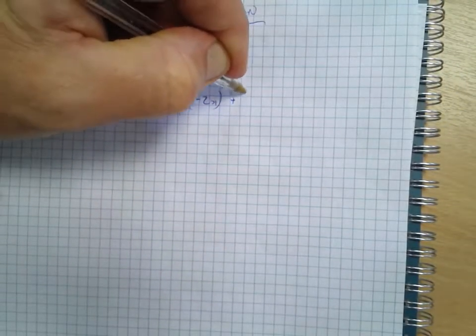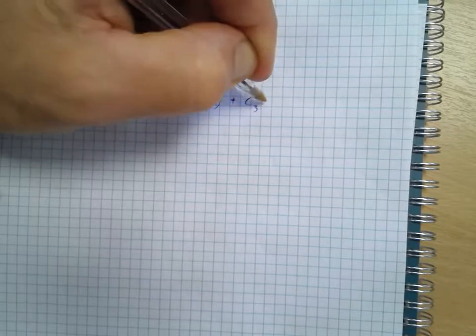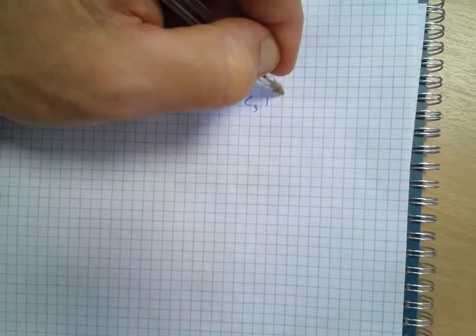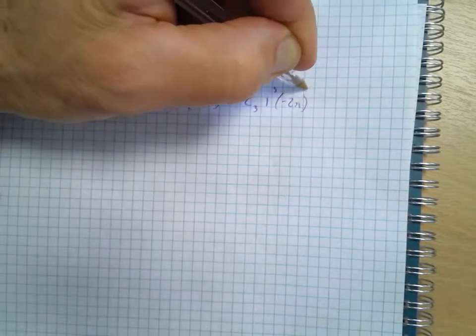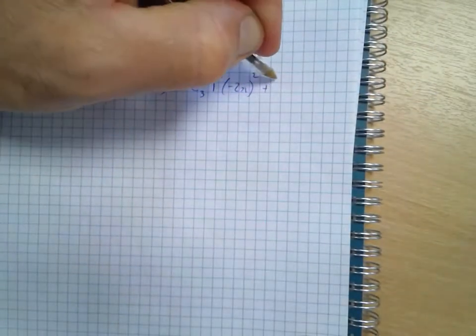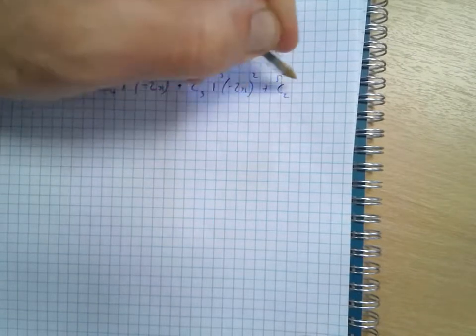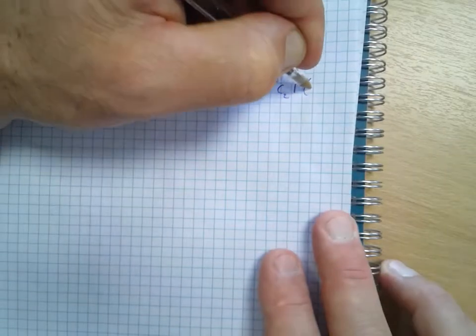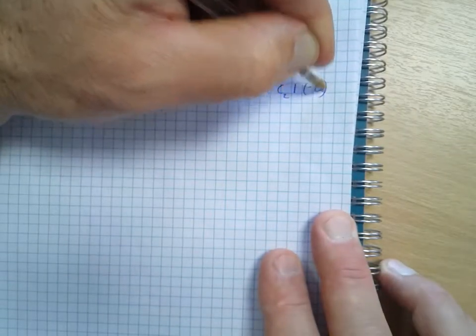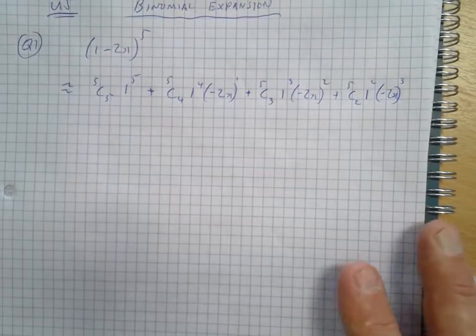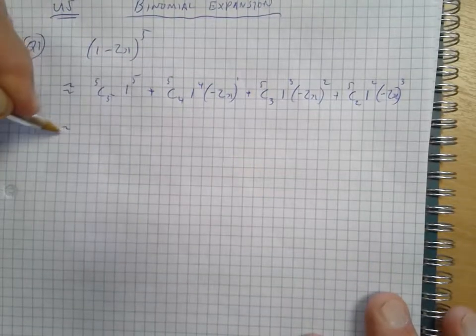Plus 5c3, 1 to the 3, so the powers are going down for the 1s, (minus 2x) squared, and plus 5c2, 1 to the power of 2, (minus 2x) cubed. Okay, now I'll work through each term by term.